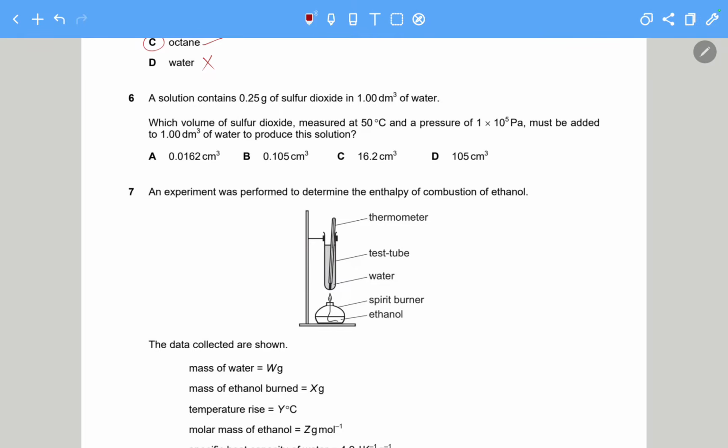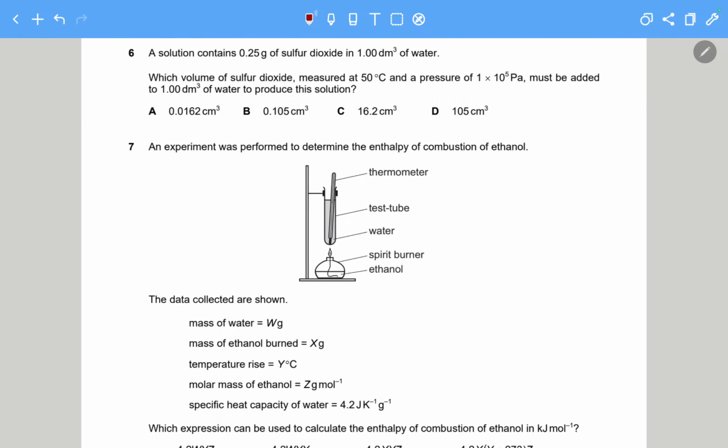A solution contains 0.25 grams of sulfur dioxide in 1 dm cube of water. Which volume of sulfur dioxide measured at 50 degrees Celsius and a pressure of 10 to the power 5 pascals must be added to 1 dm cube of water to produce this solution? So in this question, we know that sulfur dioxide is SO2, and we always assume these gases to be ideal gases. Now I know that sulfur dioxide obviously doesn't look to be something like an ideal gas. It's very far from noble gases, which are the closest to ideal gases. But because they have not said anything else, we always assume it's an ideal gas.